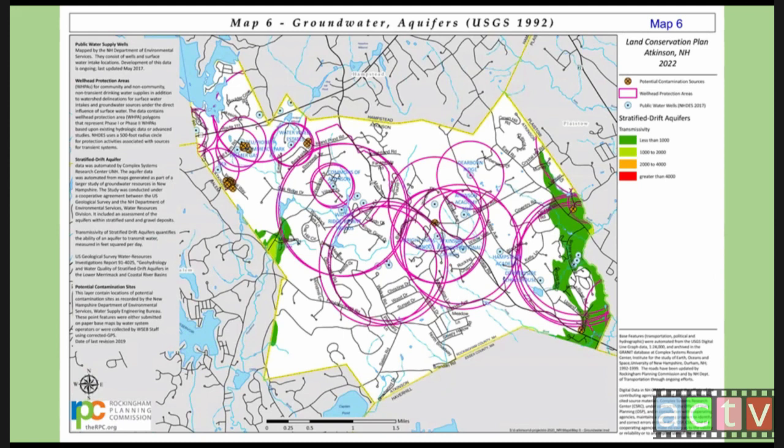The public water supply data was obtained from New Hampshire DES, and it was last updated in 2017. And the stratified drift aquifer data came from the Complex Systems Research Center at UNH. And the potential contamination site data came, again, from DES, and was based on reports from well operators and other reports submitted to DES. This data was last updated in 2019. So that's what's contained there.